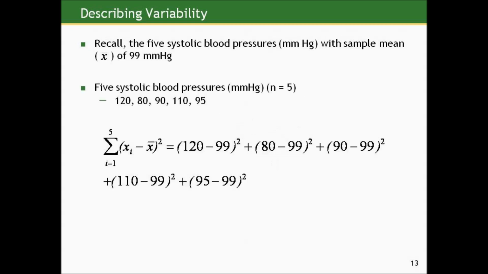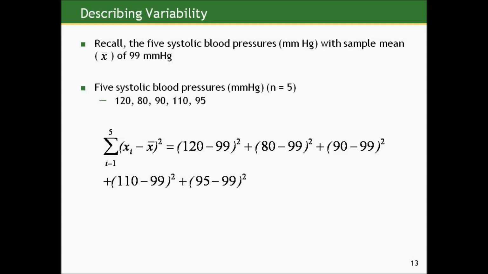So again, recall the 5 systolic blood pressure measurements we had before with the sample mean of 99 millimeters of mercury. Here they are again. Well, if we were to compute the standard deviation in this sample of numbers, what we'd first do is add up the difference of each of those values from 99, square it, and add those up across all 5 values.